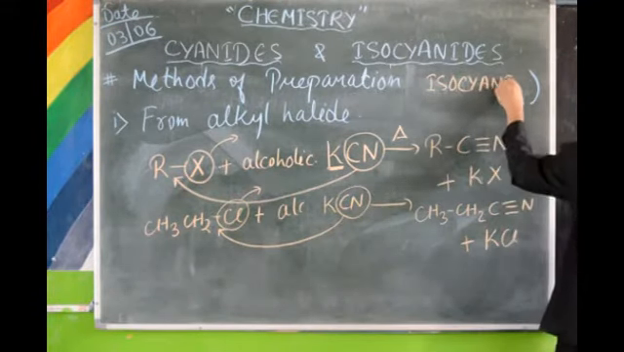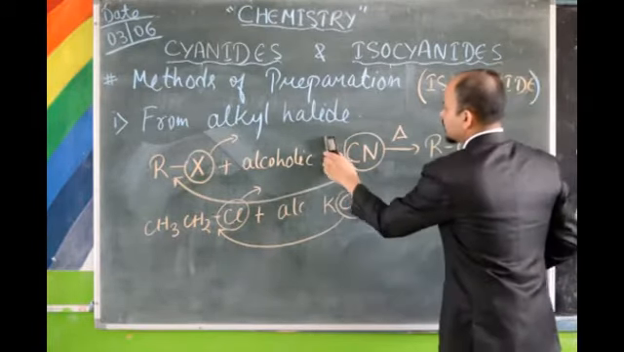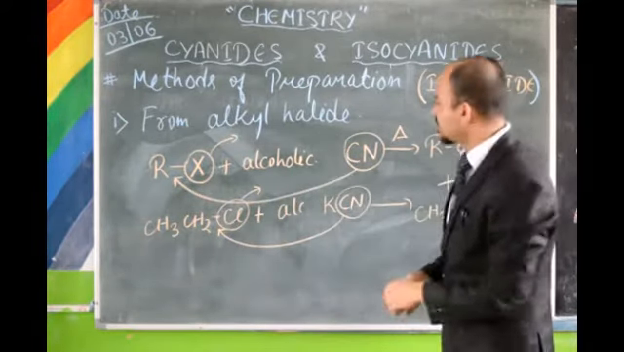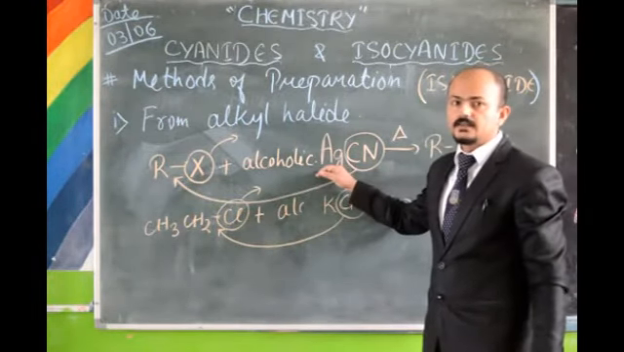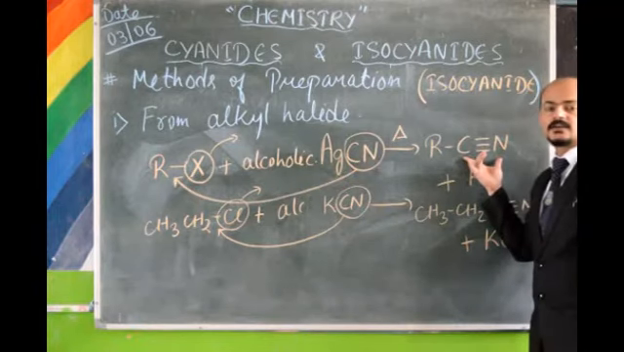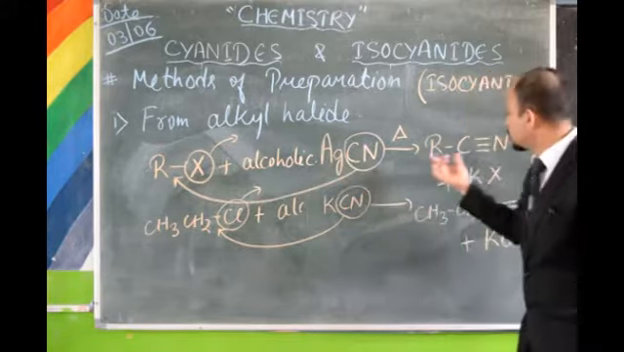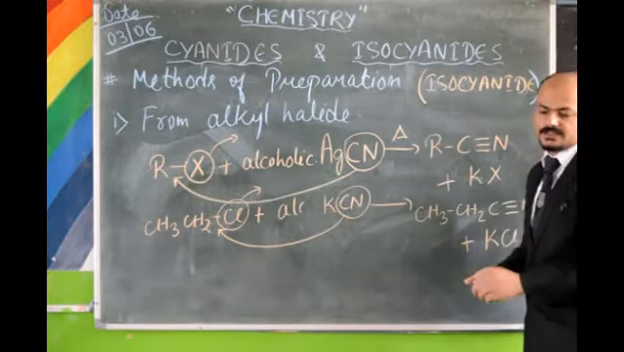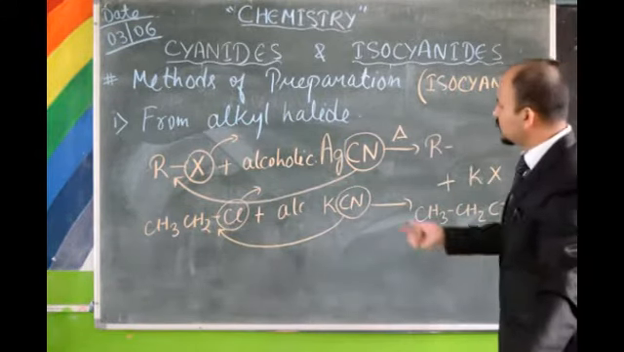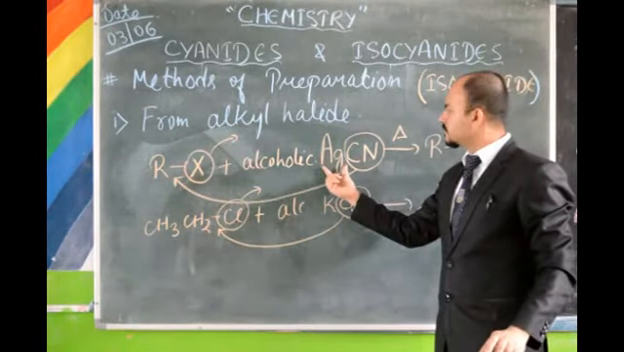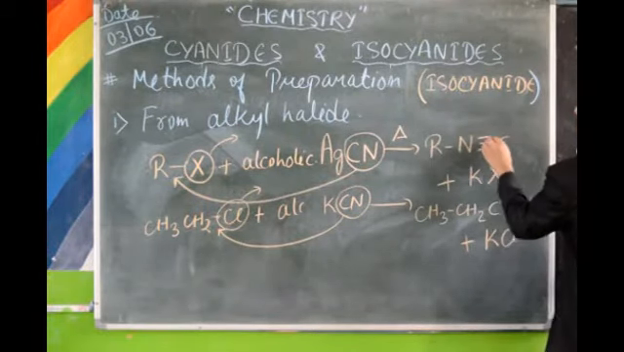Iso-cyanide. Now instead of KCN, if you take AgCN, silver cyanide, please remember this, you won't be getting cyanide. If you replace potassium with silver, you would be getting isocyanide. Please remember this, okay? Whenever you replace K with Ag, now here it is silver cyanide. You will be getting R and triple bond C.